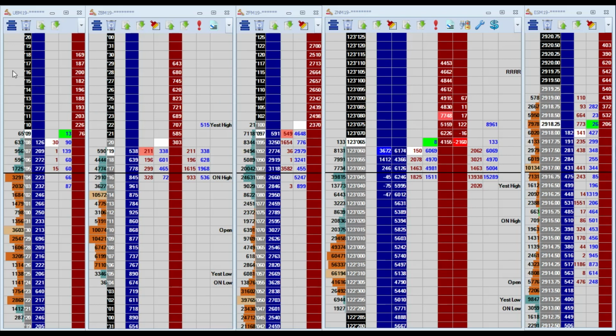Moving from left to right here, we have the Ultra Bond all the way on the left. I don't trade that. I just use it as a reference. Next one over is the ZB, which is the 30-year bond. I do trade that depending on context. Right here you have the ZF, which is the 5-year Treasury. Then you have the ZN right here, which is the 10-year. That's primarily what I trade most of the time. And then we have the ES here, which is the E-mini S&P. I don't trade that. I use it as a reference, as an inverse correlation to these products over here.